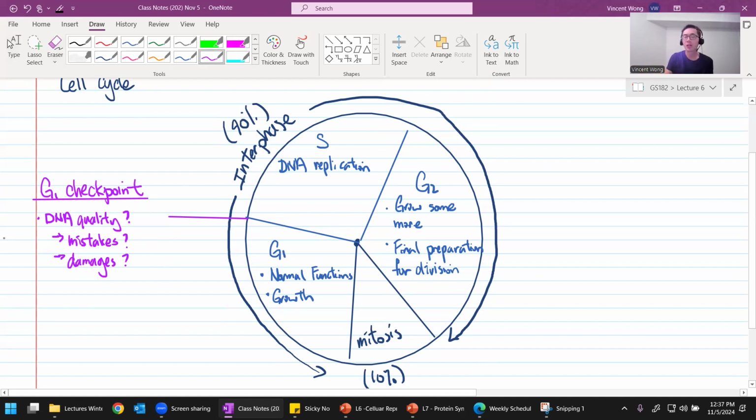What are some of the other things that you should check for before you allow the cell to copy its DNA? Just throw me some ideas, guys.